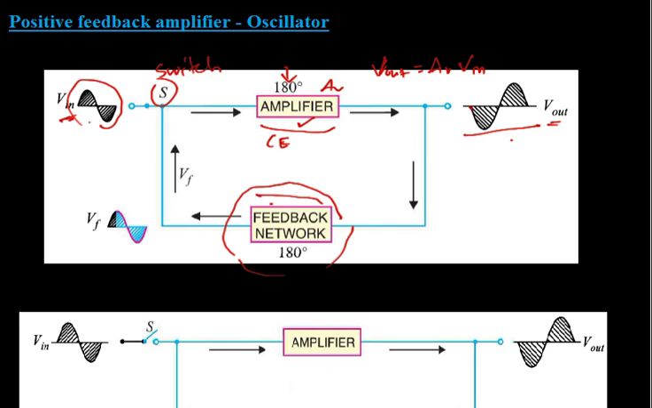One important thing is that the feedback network also introduces a 180-degree phase difference. So when we take a fraction of this output voltage and make a 180-degree phase difference, the feedback voltage VF will be in phase with the input signal and is given again to the amplifier. This is a closed loop circuit, and the circuit gives a particular closed loop gain, let's say A_VF.